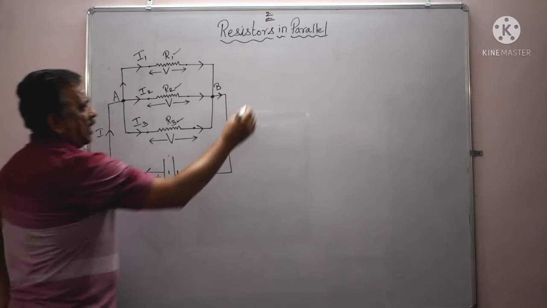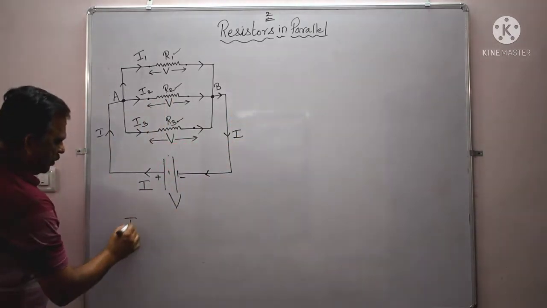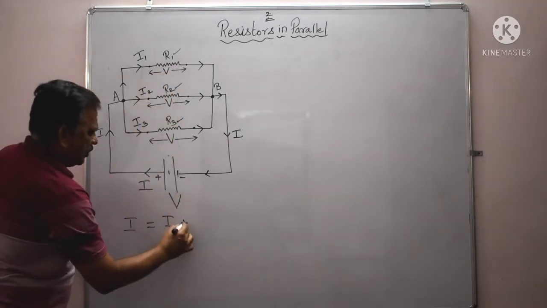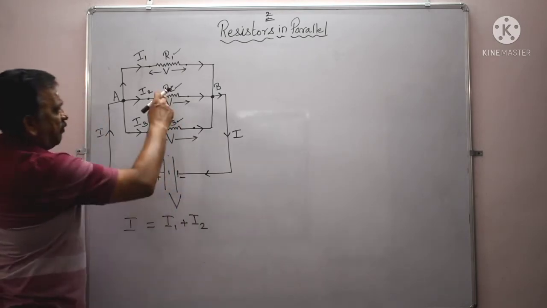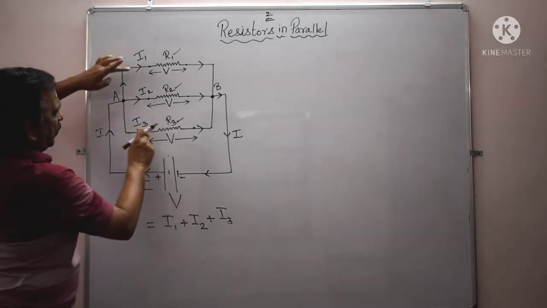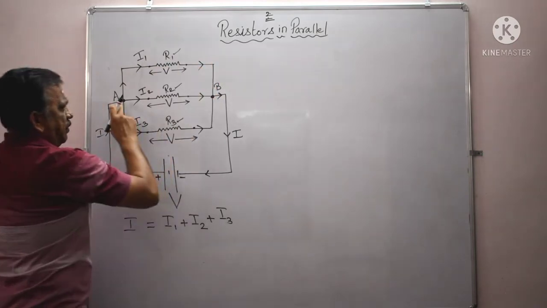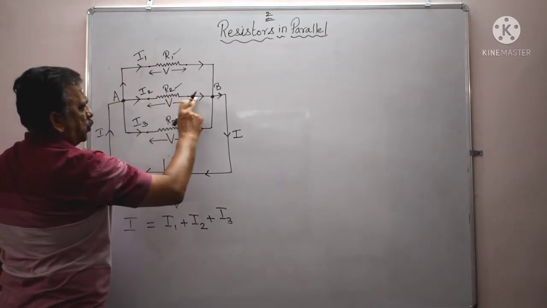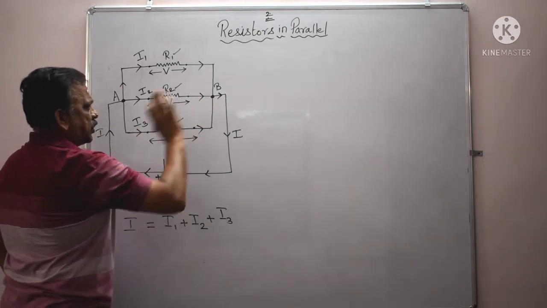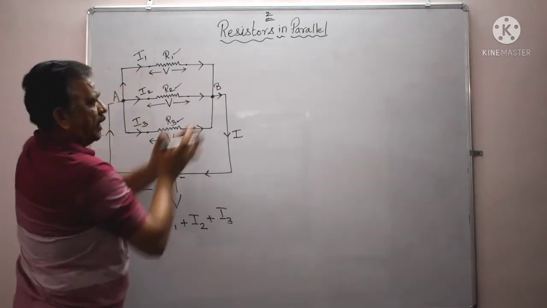Okay, so the total current I supplied by the battery, let me write it here, breaks up into 3: I1, which is the current flowing through R1, plus I2, the current flowing through R2, plus I3, the current flowing through R3. Now if you look at all these 3 currents, I1 reaches the junction point B, I2 after flowing through R2 reaches the junction point B, I3 after flowing through R3 reaches the junction point B. So at the junction point, all these 3 currents combine together.